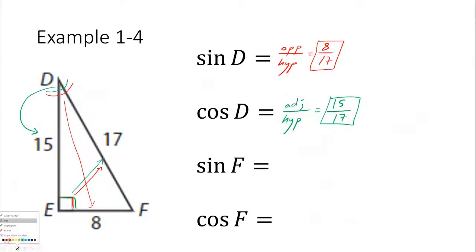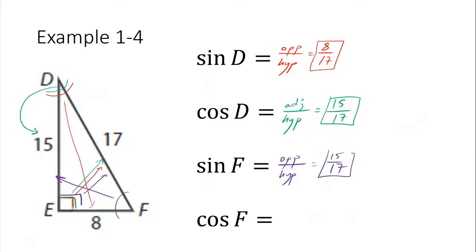Now, sine of F is our new reference angle. Let me change to a different color. Purple. There we go. Sine of F, so there's our reference angle. And sine is always going to be opposite over hypotenuse. So the opposite of F is 15. And then the hypotenuse, again, is always on the opposite side of the 90 degree angle, 17.